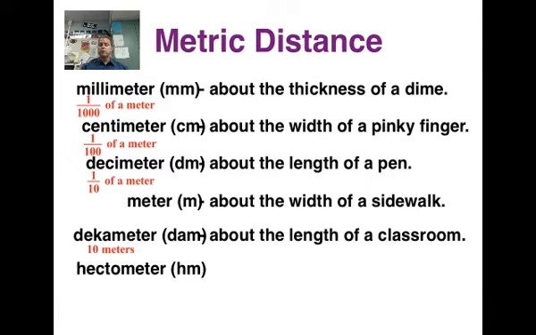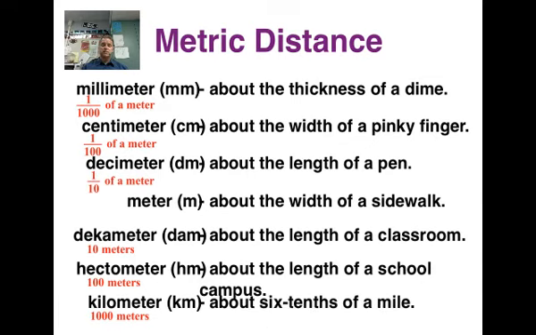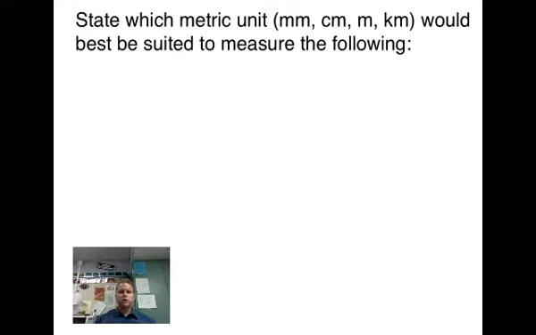A hectometer is 100 meters. And that's about the distance from one side of the school to the other if you don't count the fields. And then you have your kilometer, which is 1,000 meters, and that's about 6/10 of a mile. Okay, the 4 that I'd like you to focus on are millimeter, centimeter, meter, and kilometer. Those are the ones that you're going to see the most in America. So using only those 4, which would be the best suited for the following measurements?